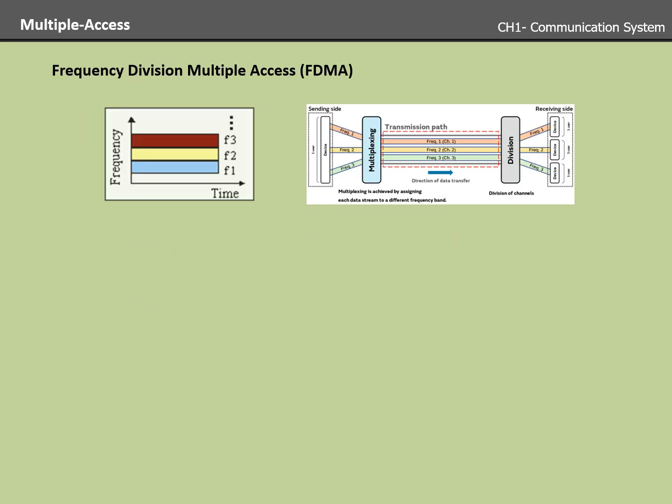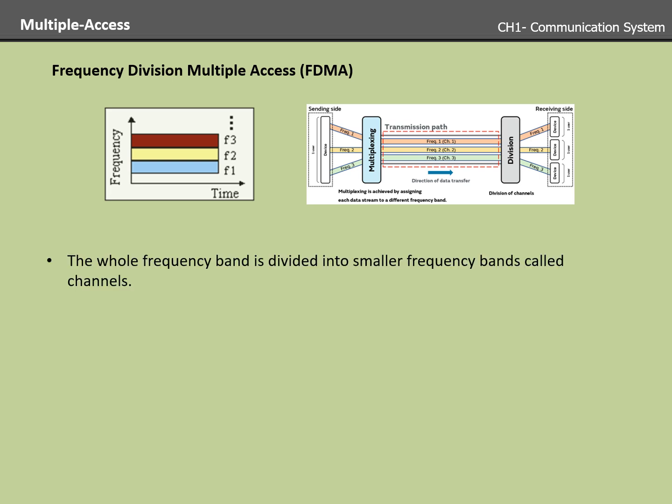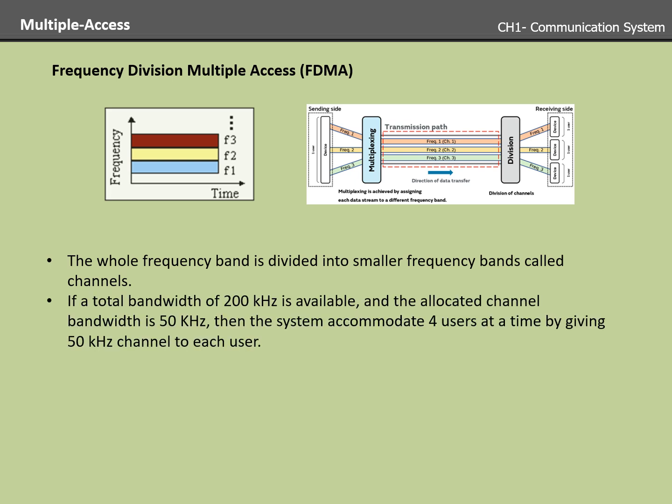Frequency division is one of the multiple accessing methods. In frequency division multiple access, the whole frequency band is divided into smaller frequency bands. For example, if the total bandwidth is 200 kHz and each channel is allocated with 50 kHz, that means the system can accommodate 4 users at a given time.